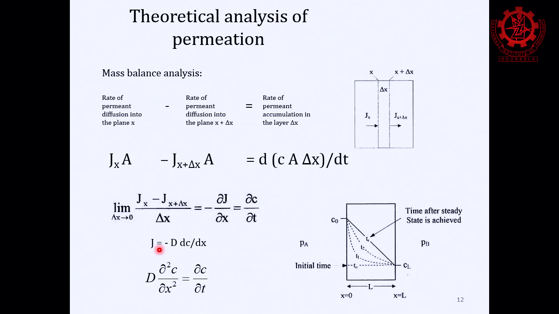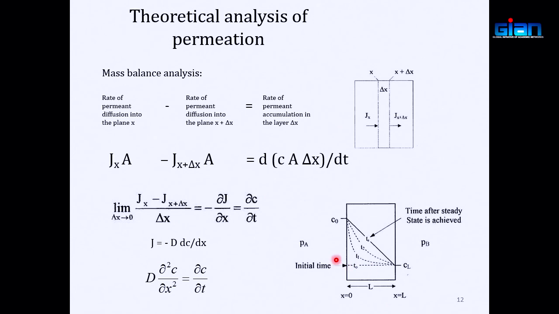And as we saw from the previous slide, flux you can write as minus D_AB, or in this case I have just taken out the AB, just the D, dC over dx. So if you replace this J with this, you will get this term. So this is describing the diffusion with respect to time.